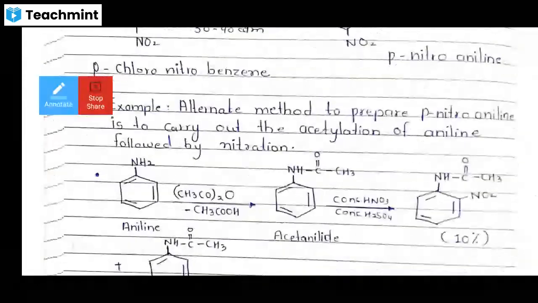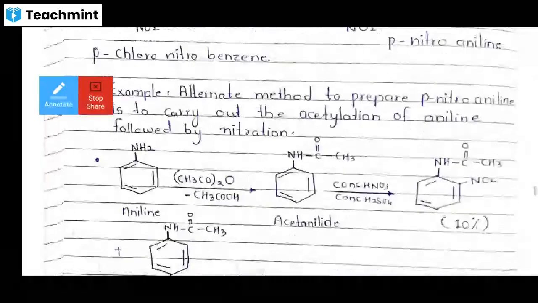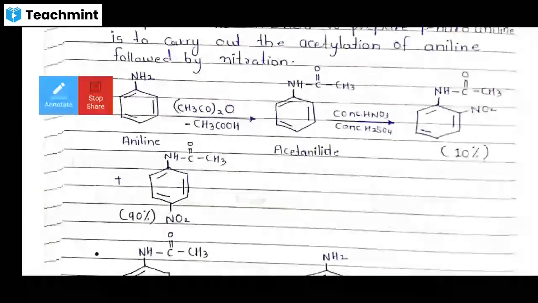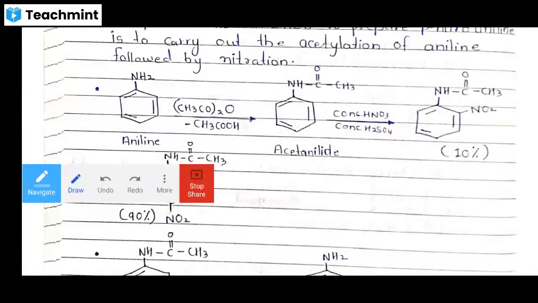An alternate method to prepare para nitroaniline is carried out by using acetylation of aniline followed by nitration. Here is one of the examples. So how do we form the acetylation product in that particular reaction? In this reaction, the NH2 group is protected using acetic anhydride. So in the first step, the protection forms the acetylated product. Then we will use the nitrating agent. So in these reactions we have to observe carefully.